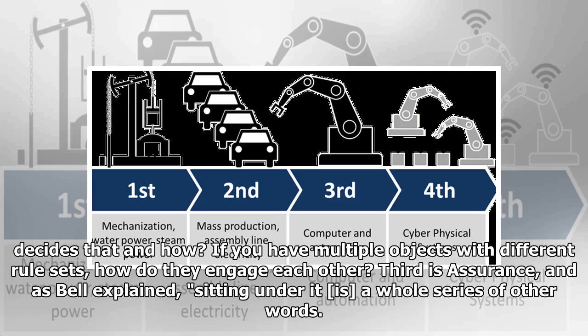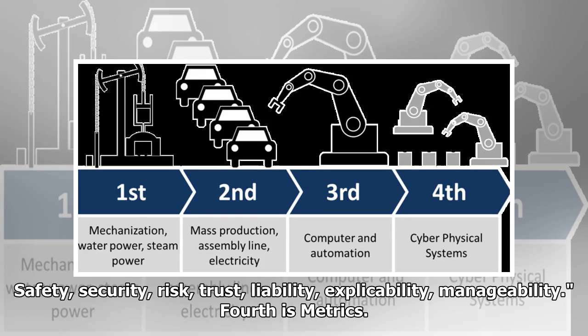Third is assurance, and as Bell explained, sitting under it is a whole series of other words. Safety, security, risk, trust, liability, explicability, manageability.